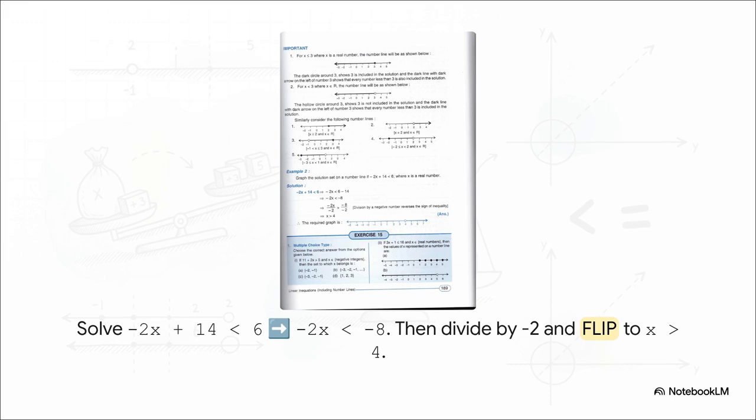And here it is again, that critical step. We divide by negative 2, which means we must flip the sign. So our solution is x is greater than 4. To graph it, we put a hollow circle on 4, because 4 itself isn't included, and then we draw our arrow pointing to the right, covering every single number bigger than 4.